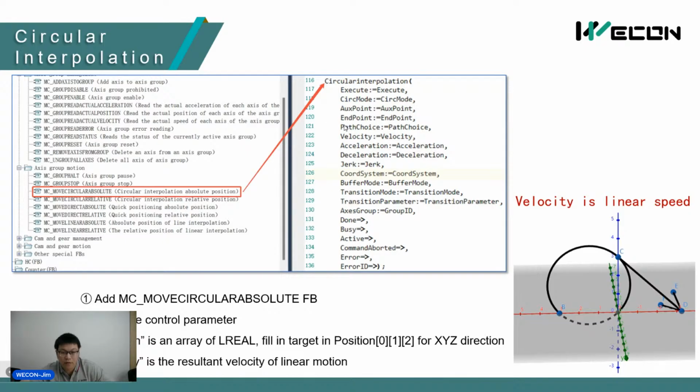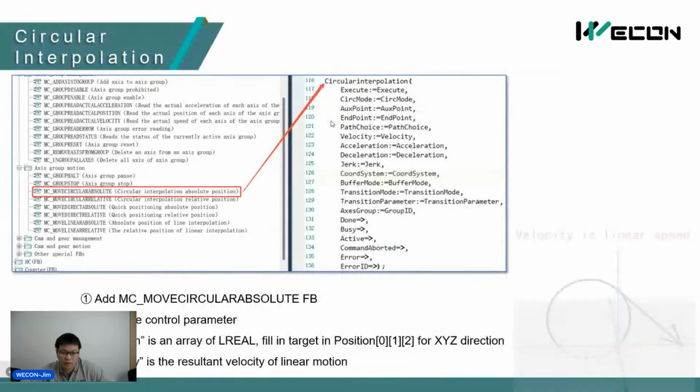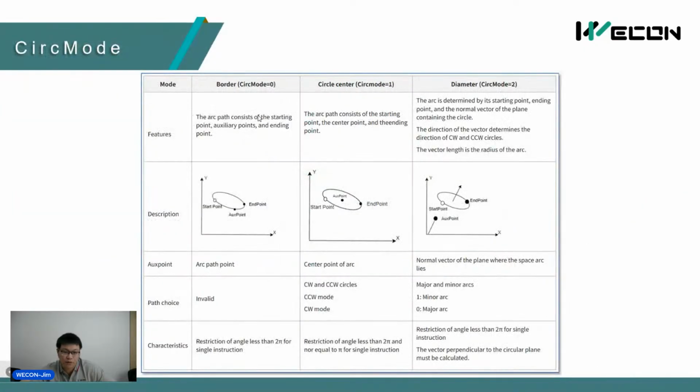And also some other selection, for example, path choose this function, this parameter. So how to use these three, and also this circle mode, we can understand it with this picture. We have three modes to define one curve.